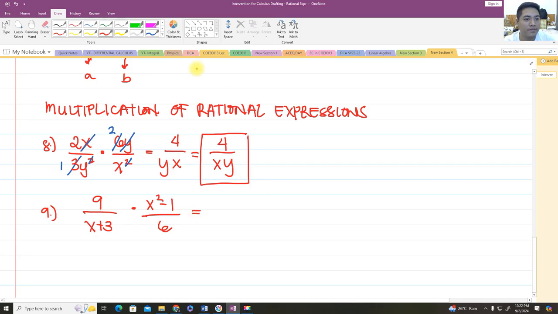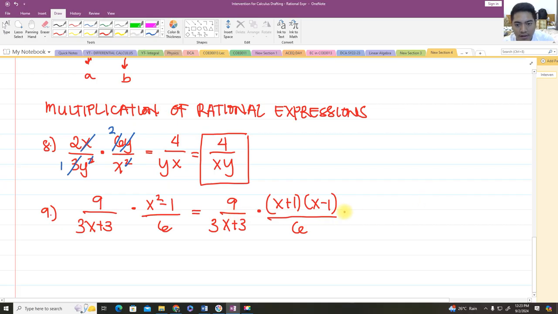Let's try to factor first. You have 9 all over x plus 3, there's no factoring in it. But x squared minus 1 is x plus 1 times x minus 1, the difference of squares, all over 6. I'm sorry, the numerator should be 3x plus 3.